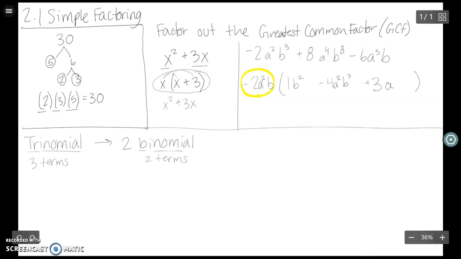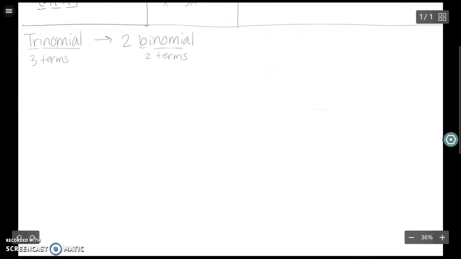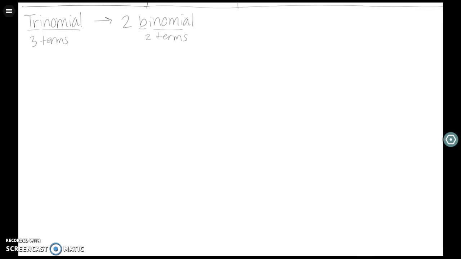So I'm basically going to take one set of parentheses that has three things in it and turn it into two things, into two factors, two binomials. So let's take a look at what that looks like. x squared plus 11x plus 30. So the idea here is that here's my trinomial. I have three terms, and I want to turn it into a pair of two terms.